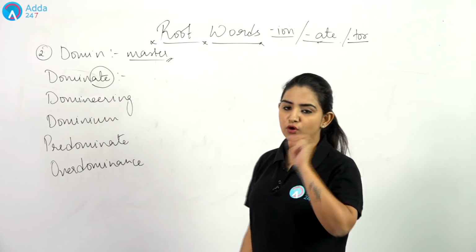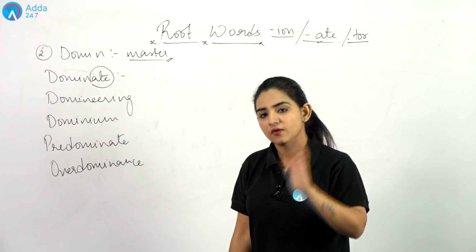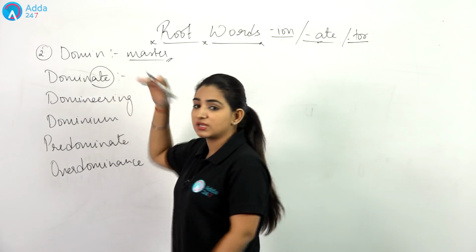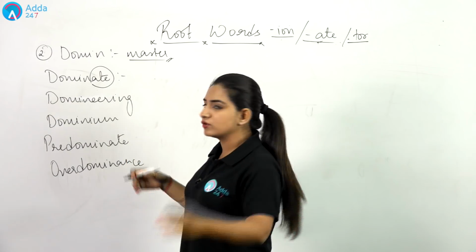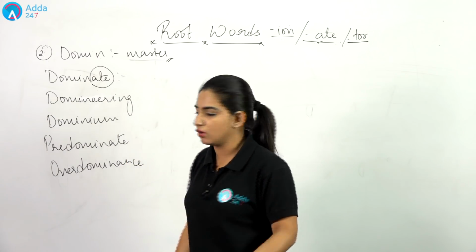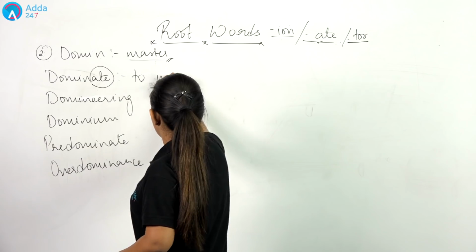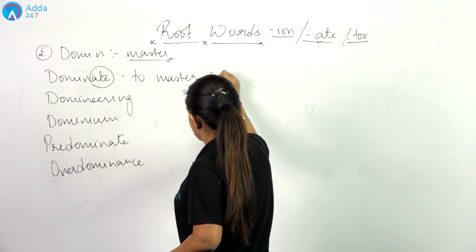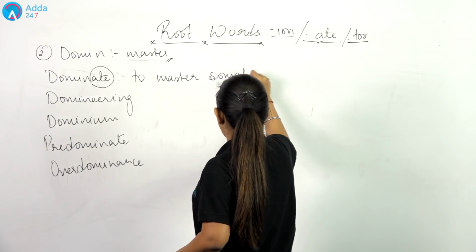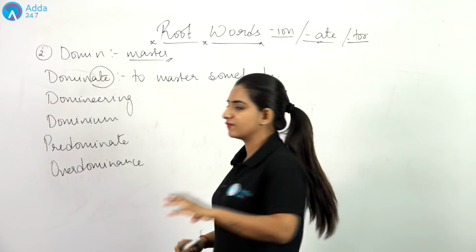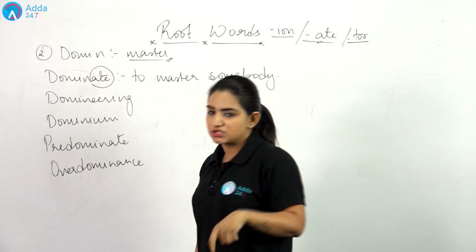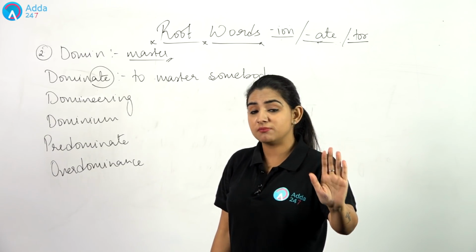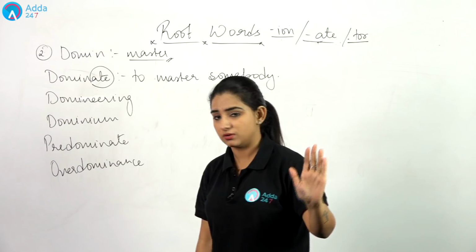Now, when I say dominate, again, I told you that the word ends with ate. This will always be used as a verb. So if I say dominate, what does this mean? Domin means master, ate means verb. So you are trying to rule somebody, that is what we mean by dominate, right? To master somebody or something. If you're trying to master something, if you're trying to master somebody, that is what we mean by dominate. For example, stop dominating me. That means stop telling me what I should do and what I shouldn't, okay?